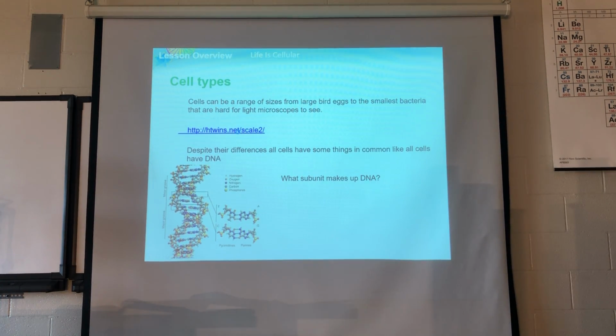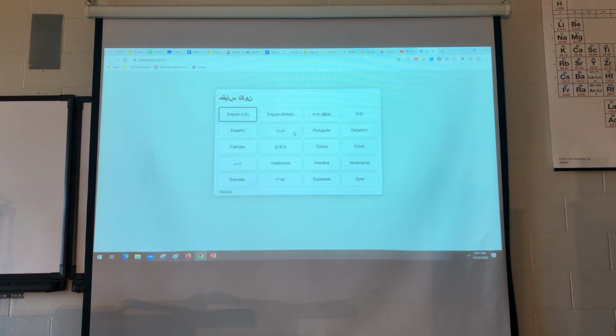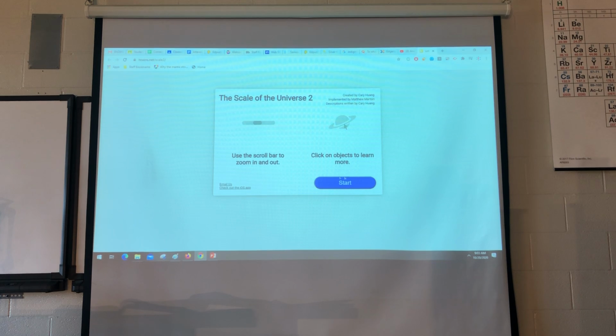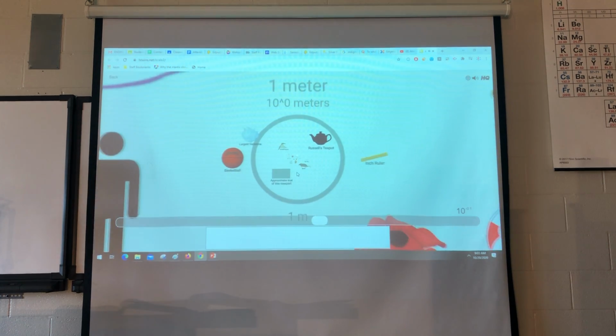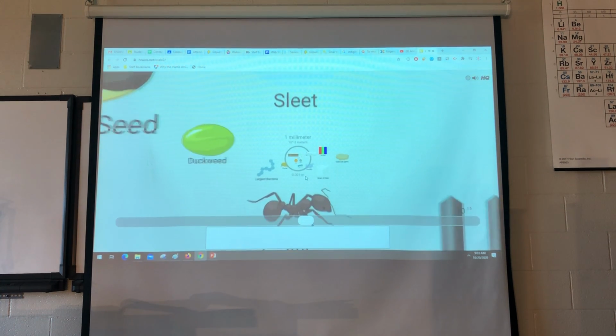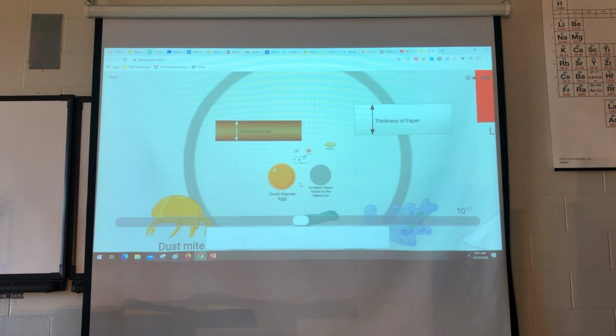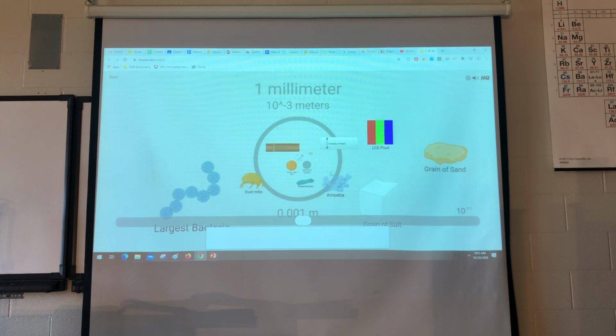So I showed you this at the start of the year. If we zoom in, here we get down to the thickness of paper, the width of your hair. There are single cells, amoebas that are large enough they can be seen with the naked eye. They're not super common. Then there's things like dust mites, which are made of many, many cells, which you can barely see with your naked eye.